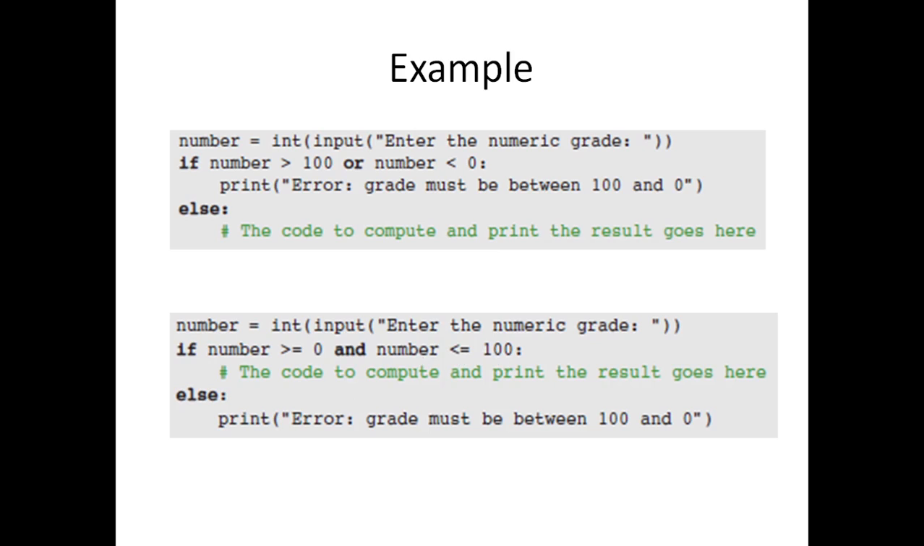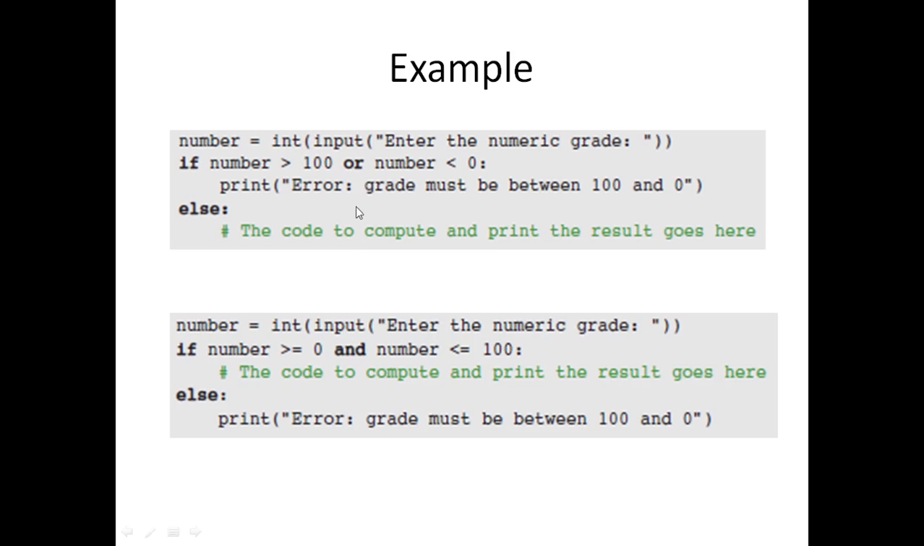So it's a valid mark. So we have used another logical operator here. If number is greater than or equal to 0 and number is less than or equal to 100, then it is valid, so we can compute the grades here. Or else we can print the error: must be between 100 and 0. So both ways we can write.